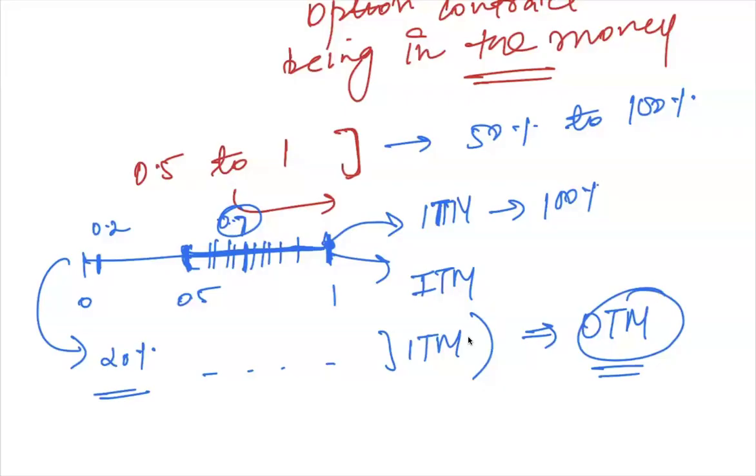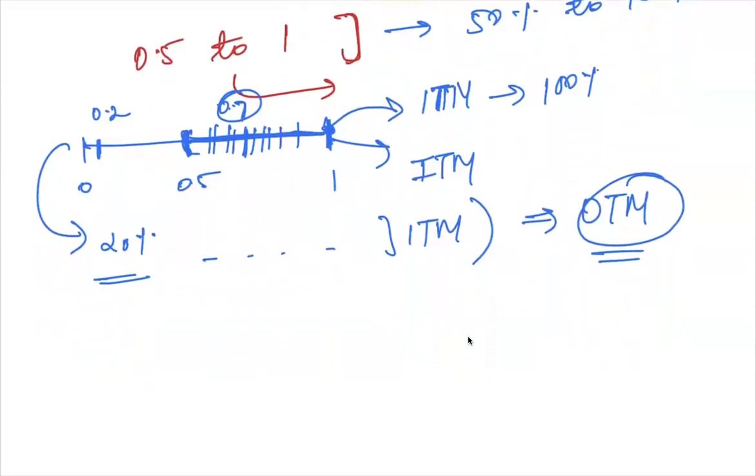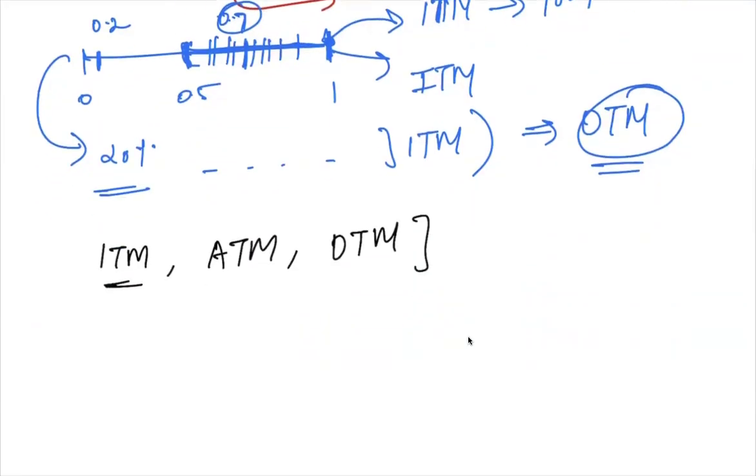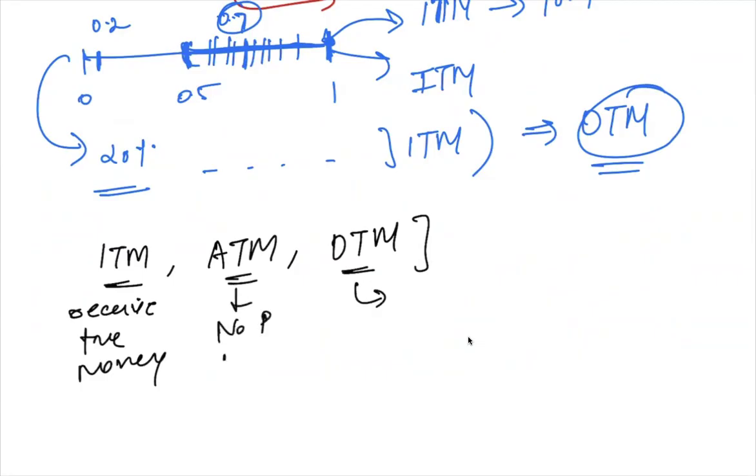If you have not seen the previous video in which I explained in the money, at the money, and out of the money, I highly recommend it. In the money is basically you receive the money. At the money is no profit, no loss, and out of the money you have to pay the money.